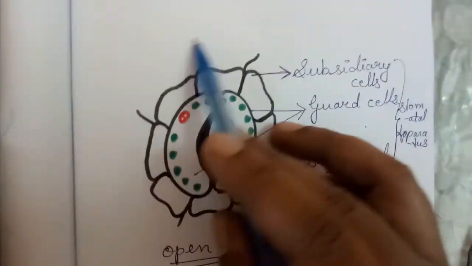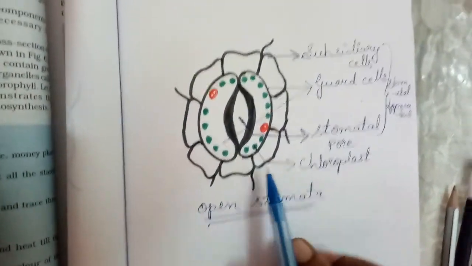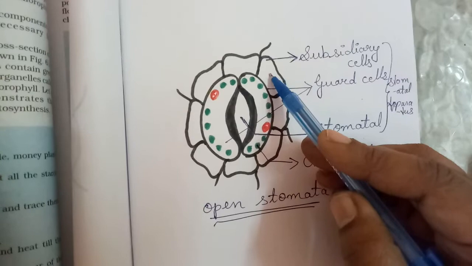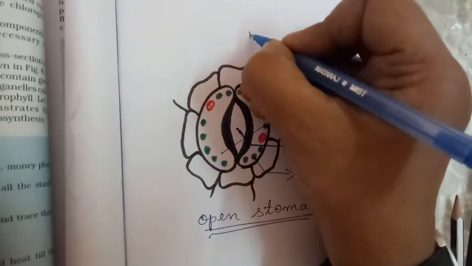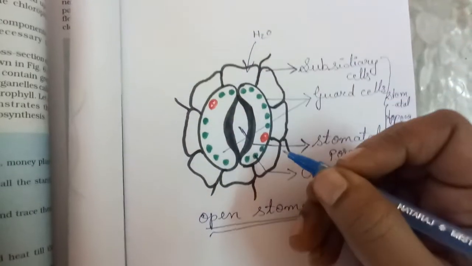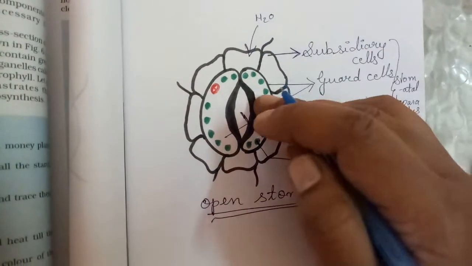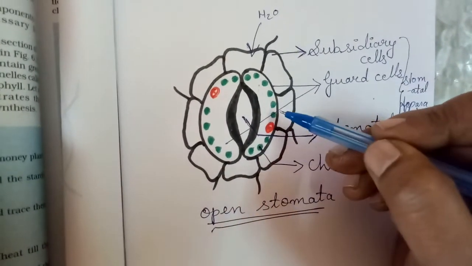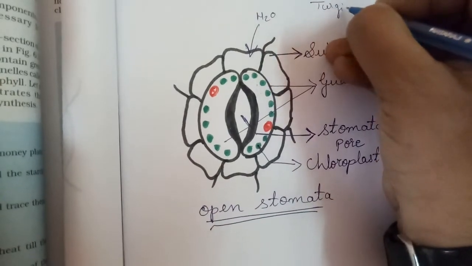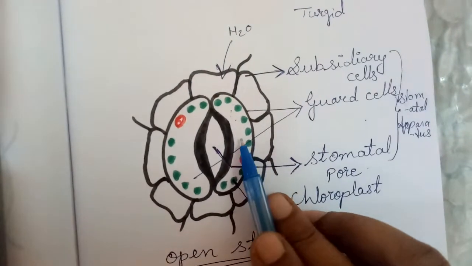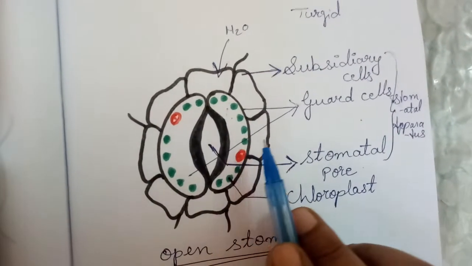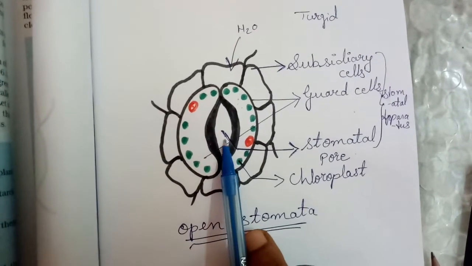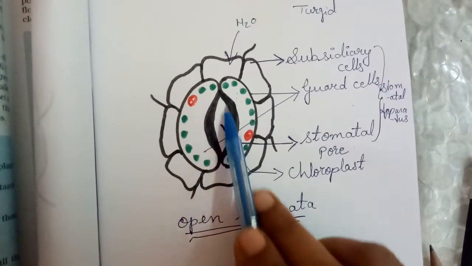Now the adjacent cells, the epidermal cells which are present surrounding these guard cells, from those cells the water will enter into the subsidiary cells, and from there it will enter into the guard cells. Okay, so the water will enter the guard cell, which will make the guard cell turgid. Turgid means it will fill the cell, and the guard cell completely filled with water becomes turgid, which will help to open the stomatal pore.